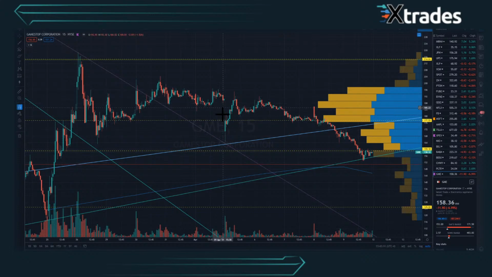So let's see. My thoughts on this: we gapped down on Monday open for GME, and it rose back up to fill the gap. Then it wasn't able to break over the Friday highs, right? You see this wick here. So it wasn't able to break over Friday highs, and then it rejected.